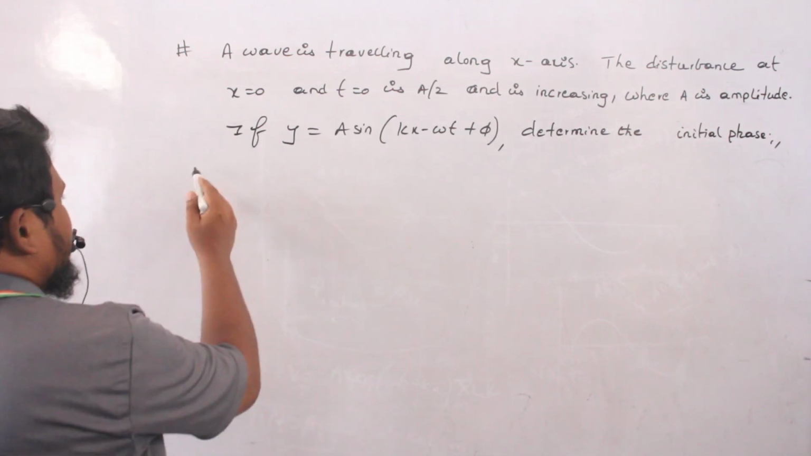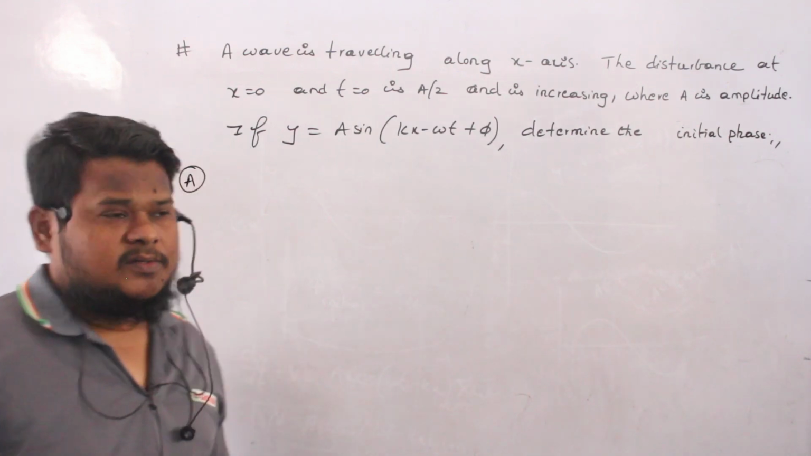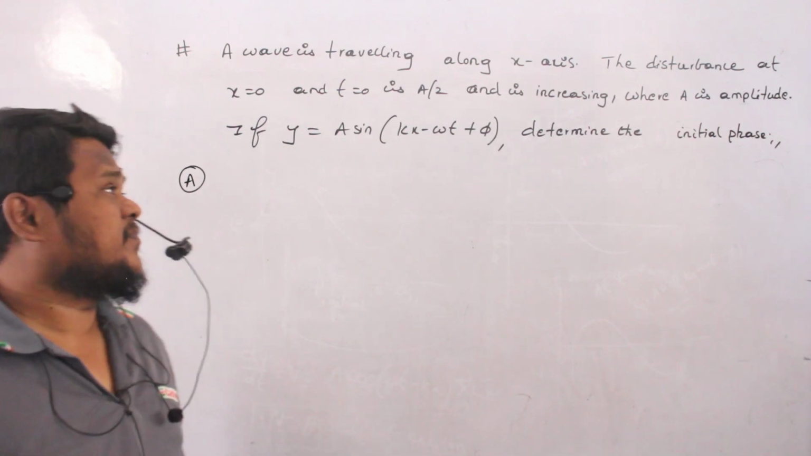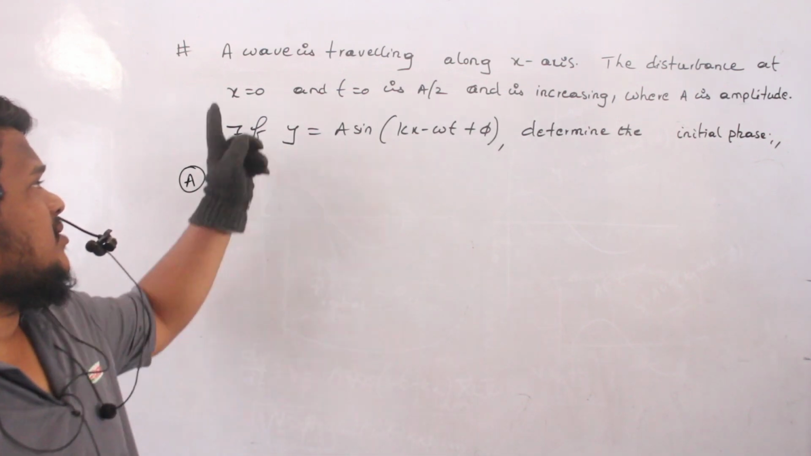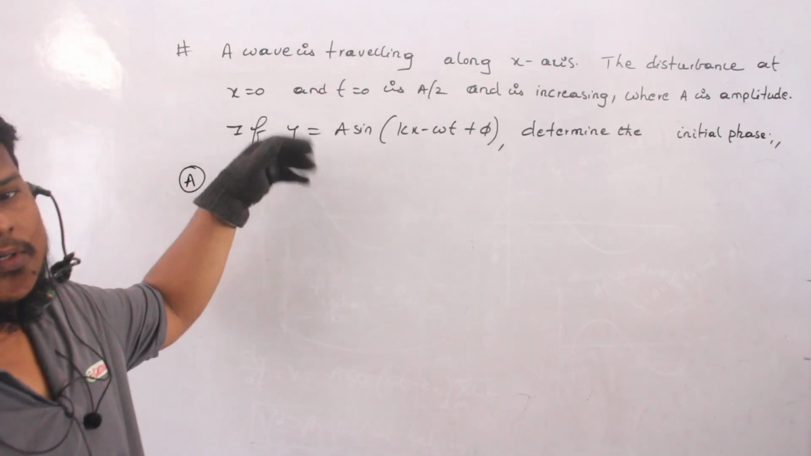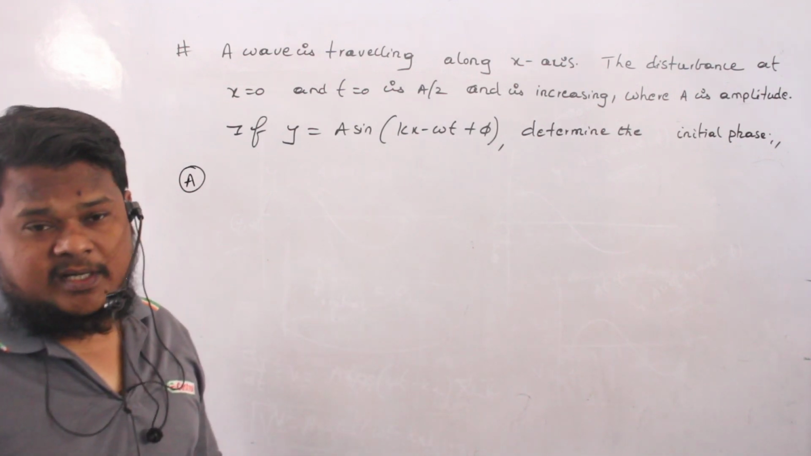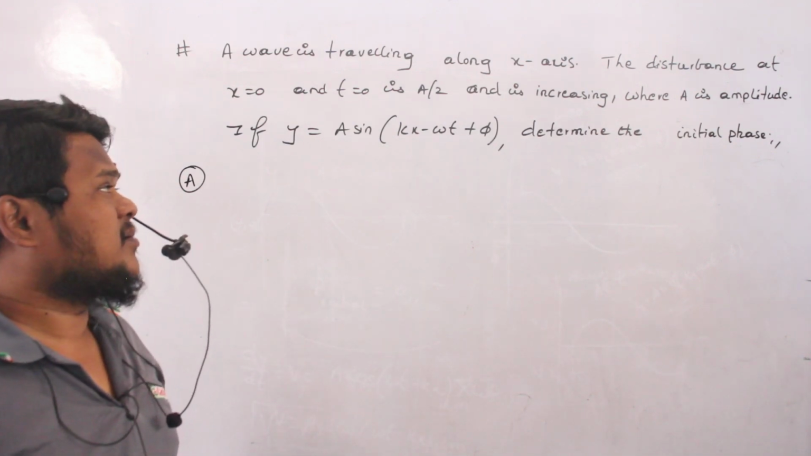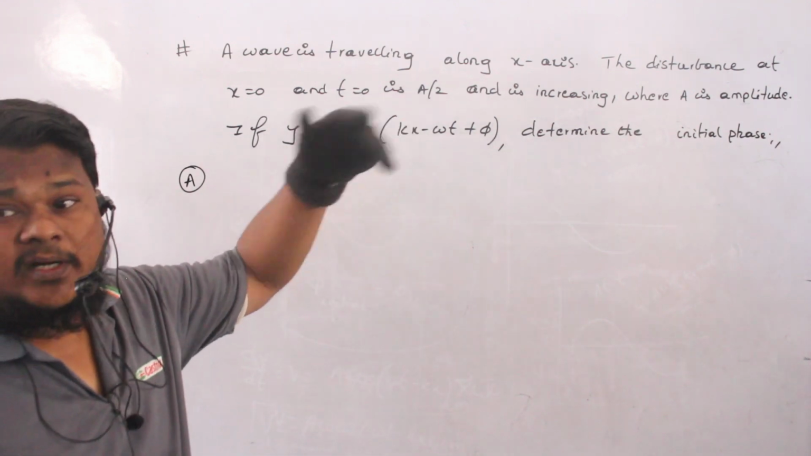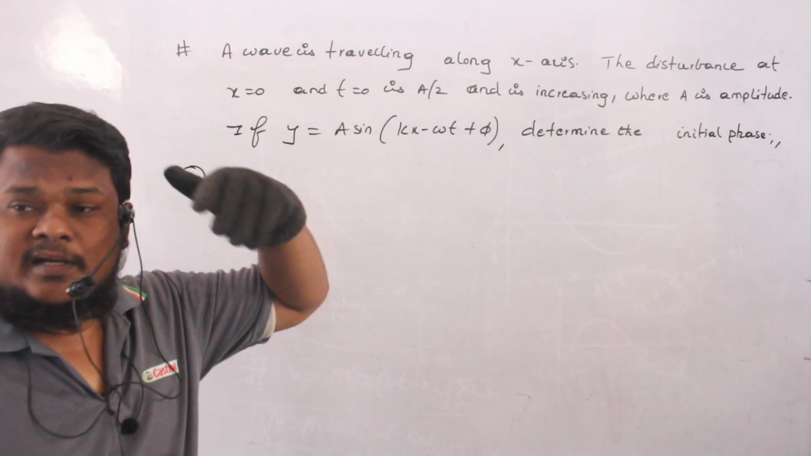Okay, so this is the given question. A wave is traveling along the x-axis. The disturbance at x equal to 0 and t equal to 0 is A by 2. Clear? So that is at the origin, and time equal to 0 means when we started observation. At that position the amplitude is A by 2, and it is increasing with respect to time.